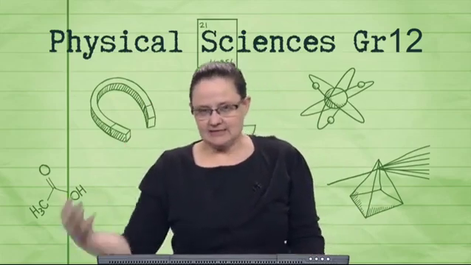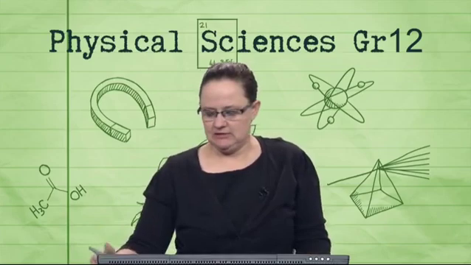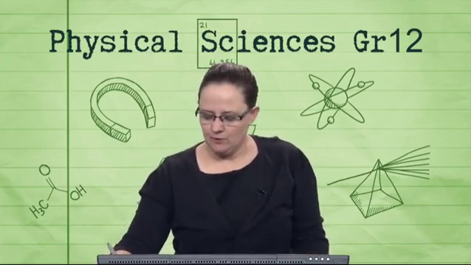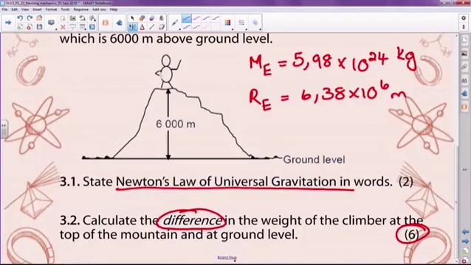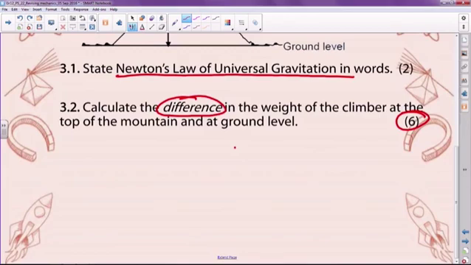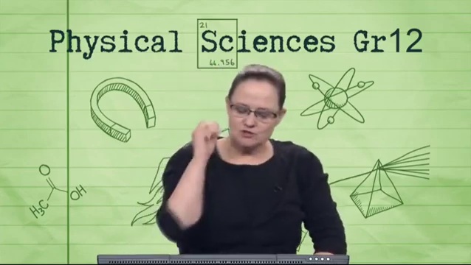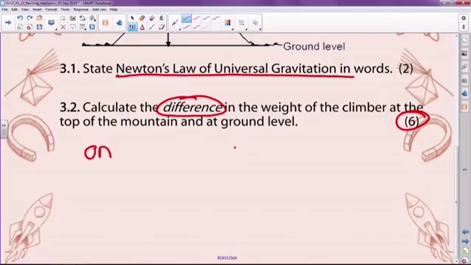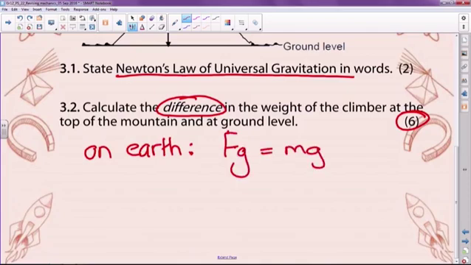The fact that they said a difference in weight actually does make it easier for us, because if we want a difference in weight, we've got to recognize that the further away the climber gets from the surface of the Earth, the smaller his weight's going to be, because that's the force of attraction between the Earth and the climber. So the first thing I'm going to do is say, well, on Earth, on the surface, okay, his weight is Fg. I don't need to use the gravitation universal, I don't need to use the equation for gravitation, okay?